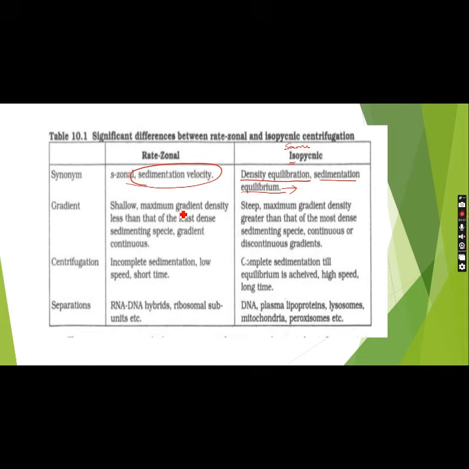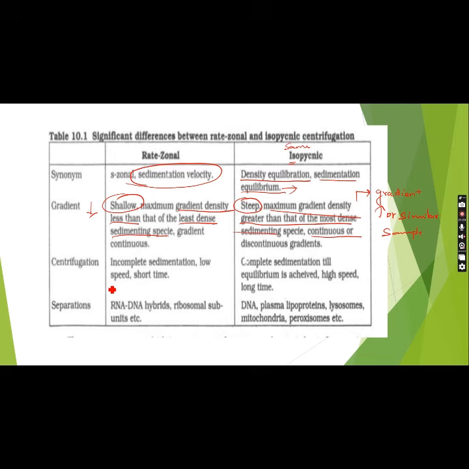A gradient differs in it because the gradient density is lesser than the least dense sedimenting species in the sample. In rate-zonal, the gradient is going to be shallow, but in the case of isopycnic, it's going to be steep, because the maximum gradient density is going to be greater than that of the most dense sedimenting species, and it can be continuous or discontinuous. But the gradient is going to be either increased or similar to the sample, but it was least.